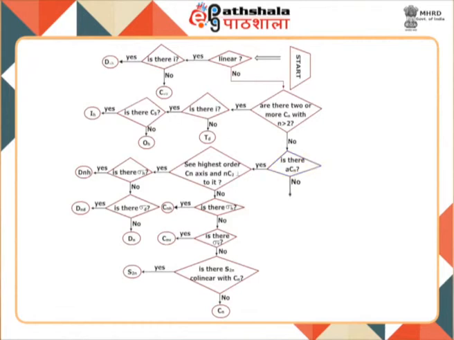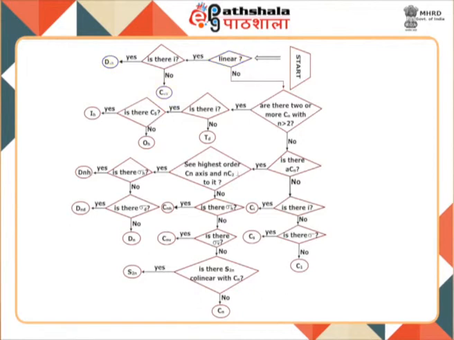If our answer is no, then we will ask, is there any inversion center? If its answer is yes, then our point group will be Ci. If it says no, we will ask, are there any sigma planes present? If its answer is one more time yes, we will say the point group is Cs. Otherwise, we will say the point group is C1. So from this flowchart, we can easily conclude that for a linear molecule, our point groups will be D infinity h and C infinity v.